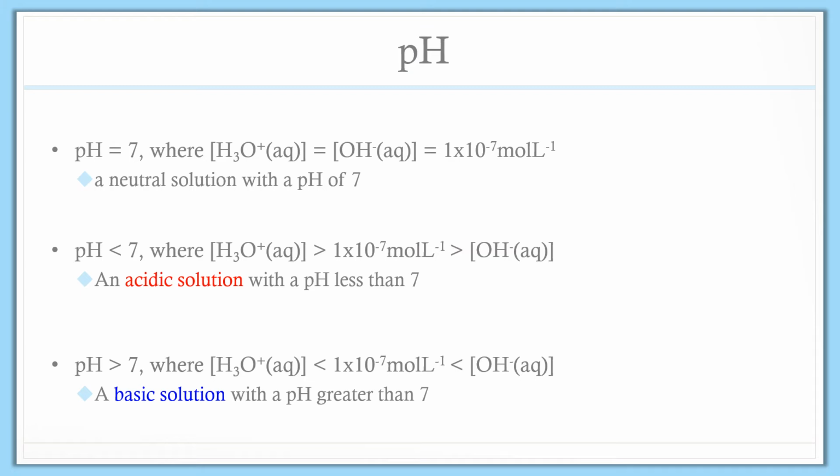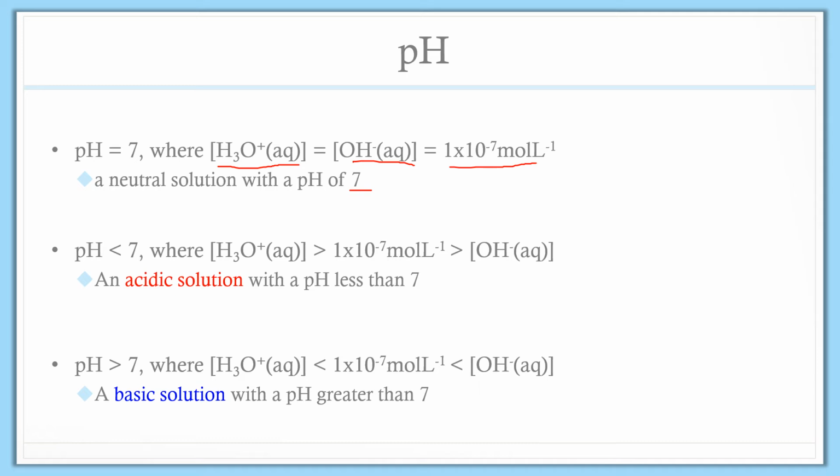And pH values. If pH is equal to 7, that is saying that the concentration of hydroxide here and the concentration of hydronium here are equal to each other, and that number is equal to 1 times 10 to the negative 7th. Told you you'd see that number again. That means that the pH is 7. That's the definition of pH 7, is a solution where this is true.